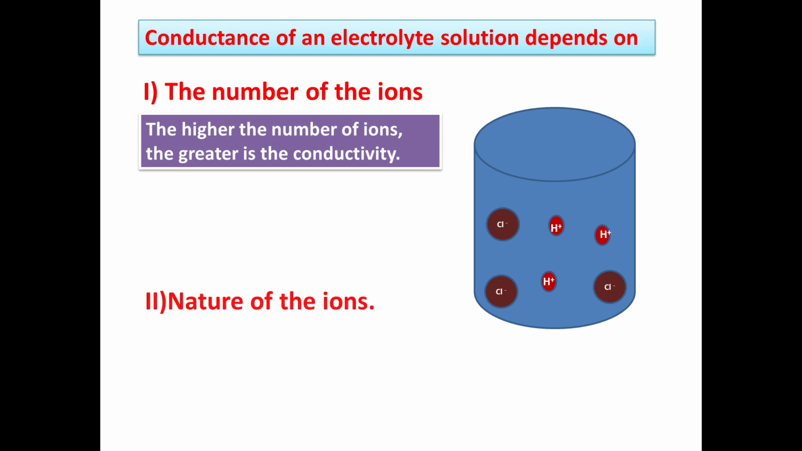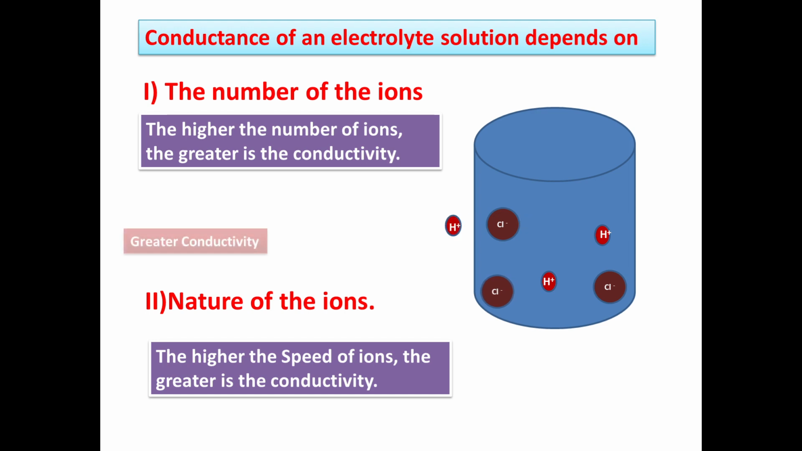And second is the nature of ions. Higher the speed of ion, greater is the conductivity. Conductance depends on two factors. One, number of ions: greater the number of ions, greater is the conductivity. And secondly, speed of ions: higher the speed of ions, higher is the conductivity.